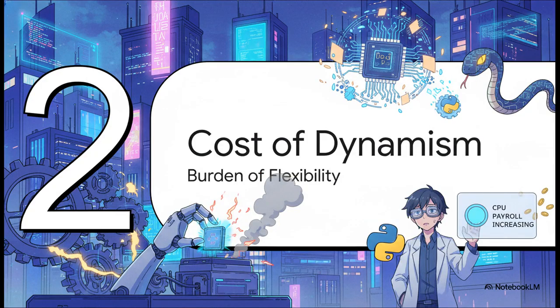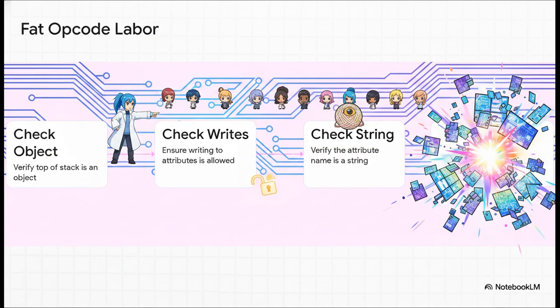Moving on to section 2, the cost of dynamism and the burden of extreme flexibility. So, what's the unseen labor behind a fat opcode? Imagine a simple variable assignment, something like object.name equals value. In a lower-level language, that's practically a single step. But in Python, it requires an entire checklist.